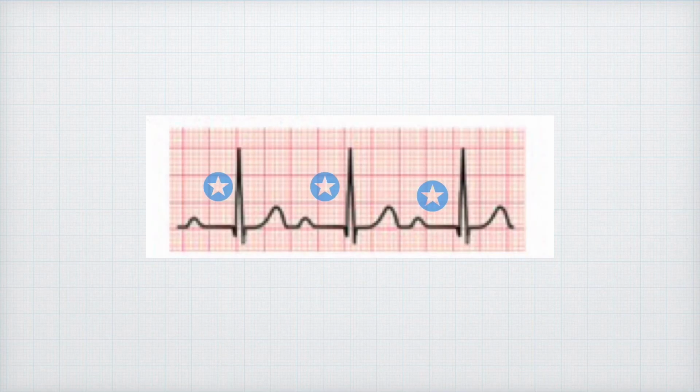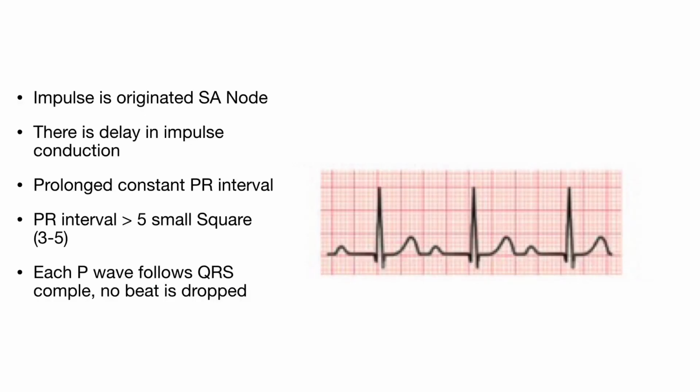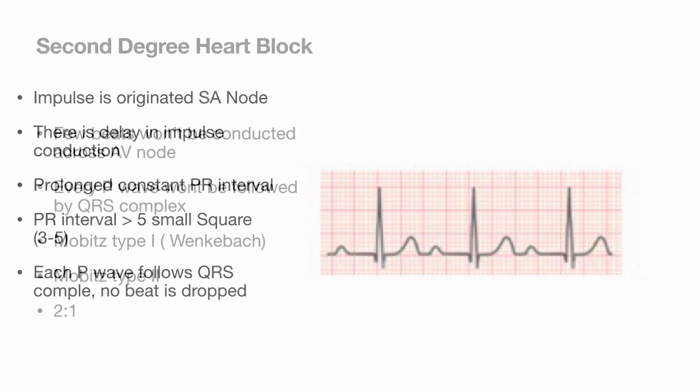In this ECG, measure the PR interval. It is 6 small squares or 220 milliseconds. Normal range for PR interval is 3 to 5 small squares. So this ECG shows prolonged PR interval indicating delayed conduction from the atria to ventricles, but no beat is dropped. This is called first degree AV block or first degree partial heart block. Note that every P wave is followed by a QRS complex. Only the conduction is delayed in AV node, resulting in prolonged PR interval.